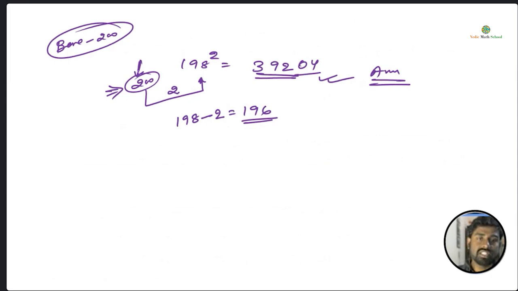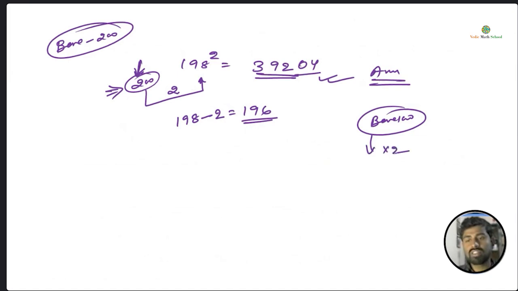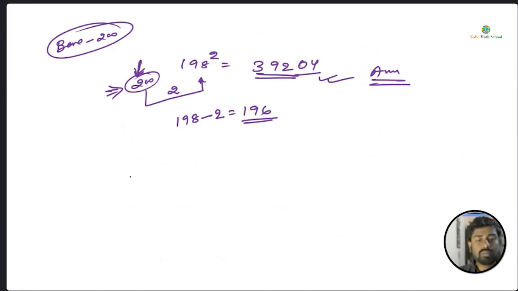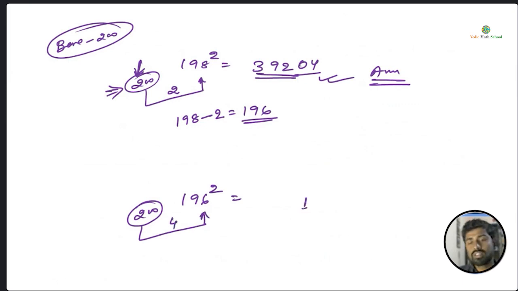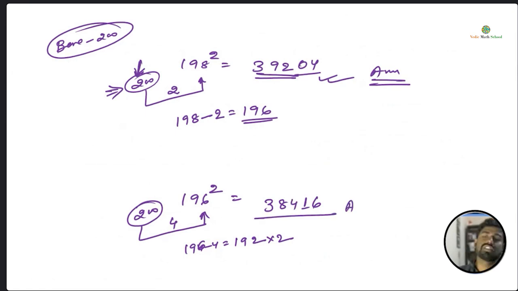Understood? So this is the unique step. What is the unique step? Everything is the same as base value 100, but in the last step, you have to multiply with 2. That is the only difference. Let's take one more example. 196 square. Now, what are we going to take? Base 200. Now tell me, the difference is 4. 4 square is 16. Now 196 minus 4, that is 192. It is going to be doubled, so it is 384. How much time will it take? Hardly 5 seconds. 38416 is the answer.